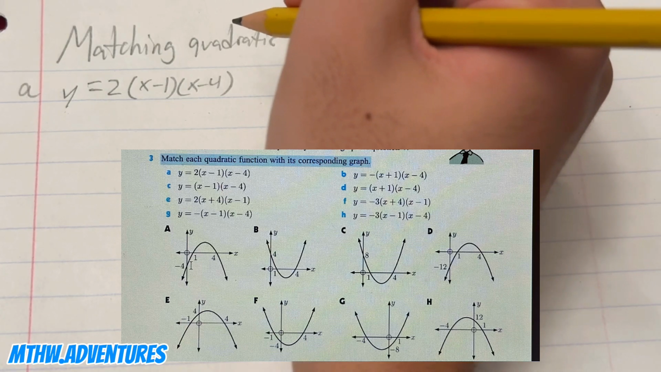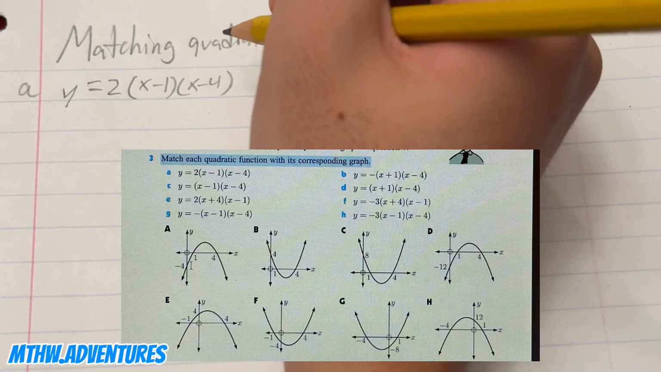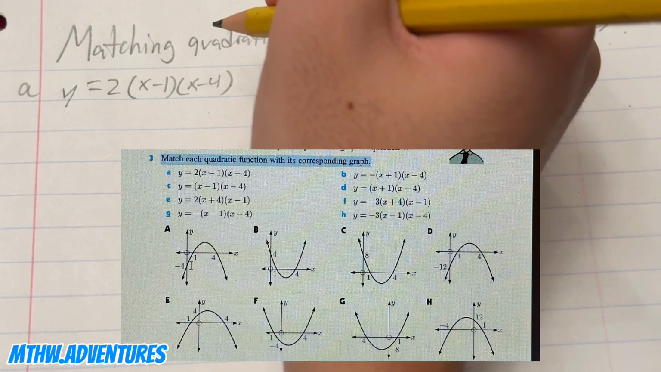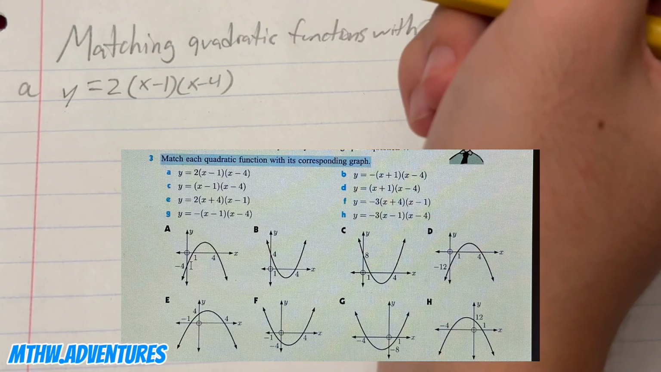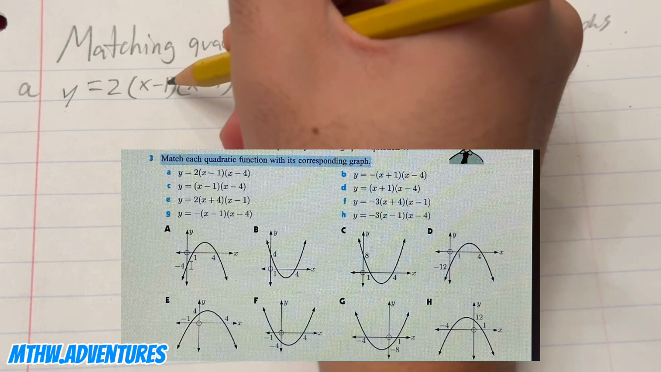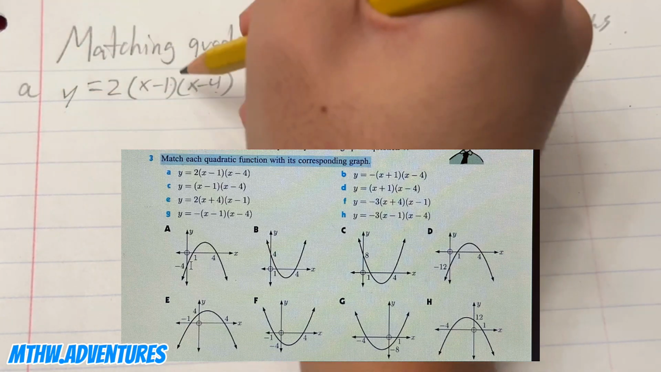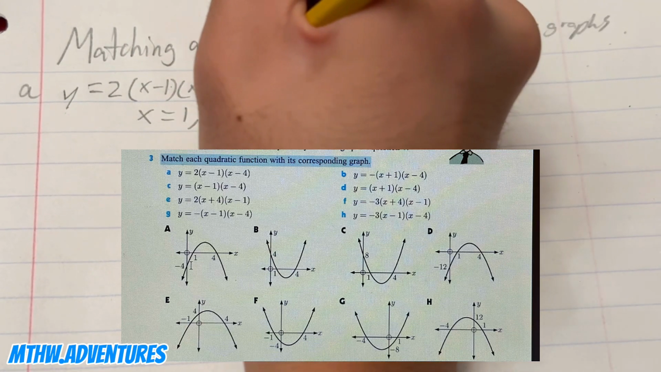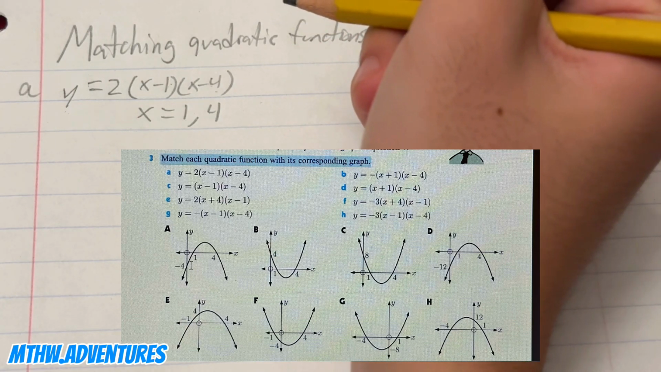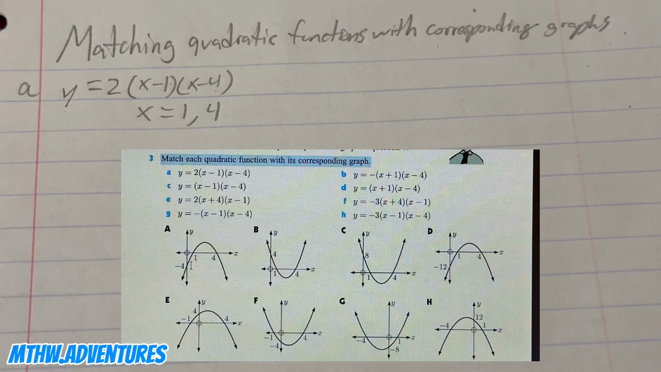So we have a list of different graphs at the bottom. We can see that there's x-intercepts and you can see the y-intercepts. In order to find the x-intercepts, we can look at here and do the inverse of these two. So for this one, it would be x equals 1 and x equals 4. And we can look at the graph to see which ones have the x-intercepts at 1 and 4.